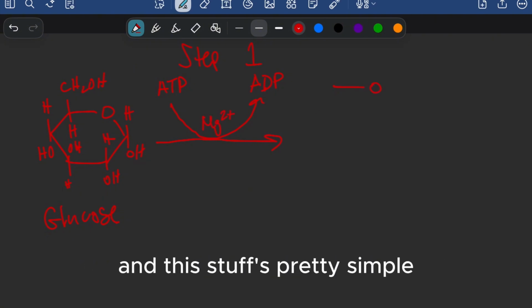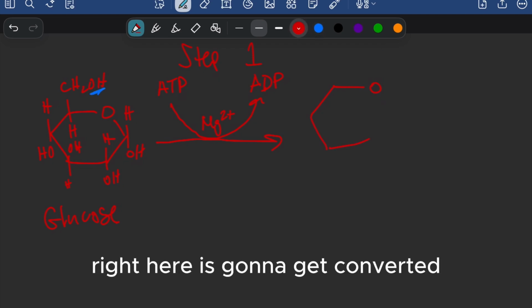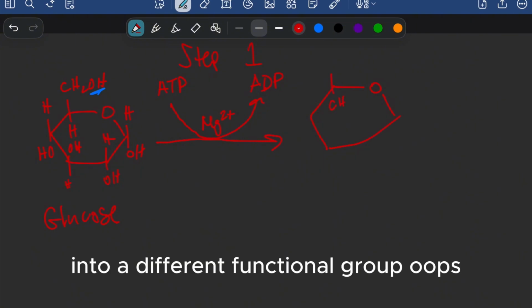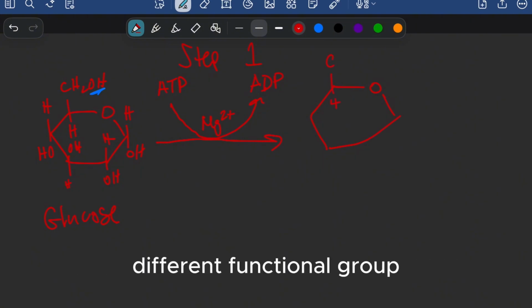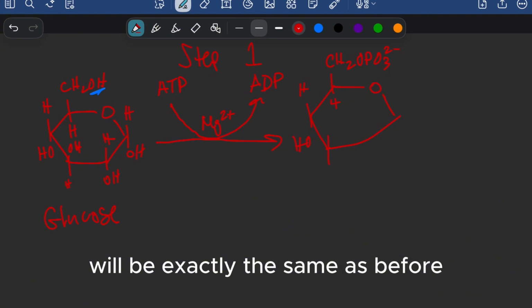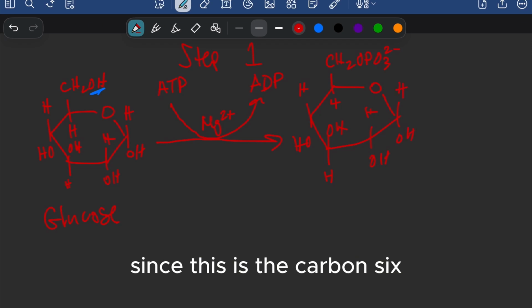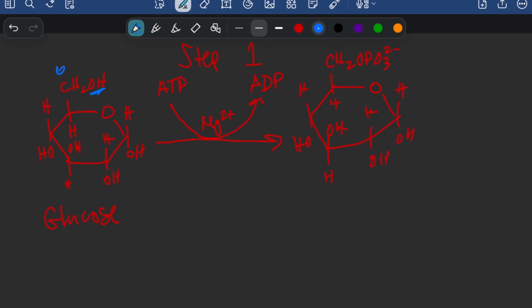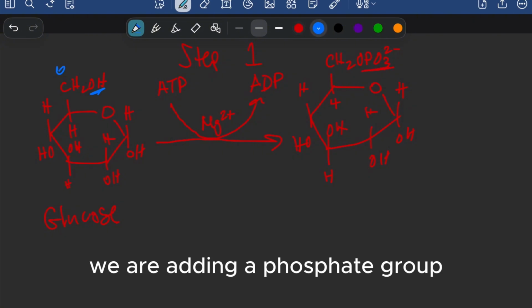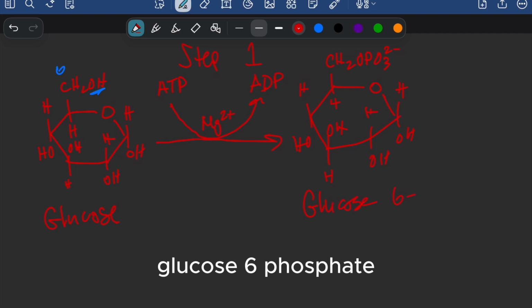And this step's pretty simple. All that's going to happen is that OH right here is going to get converted into a different functional group called a phosphate group. And everything else about your product will be exactly the same as before. And because of this, since this is the carbon 6, we are adding a phosphate group. We're going to call this new molecule glucose 6-phosphate.